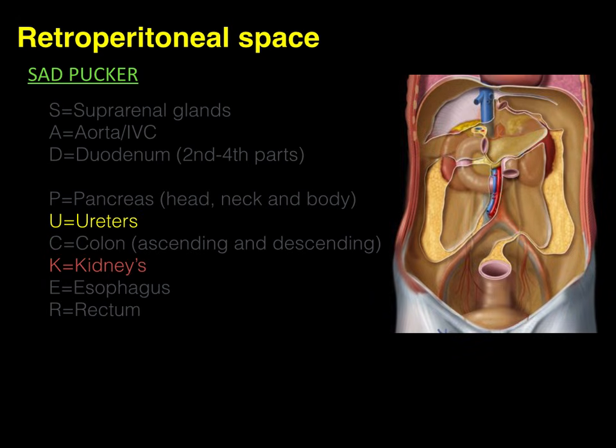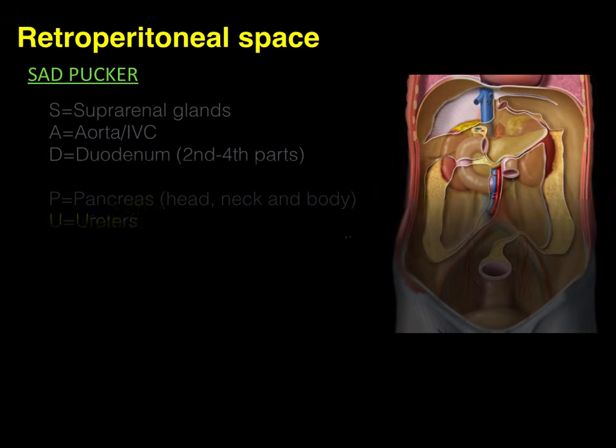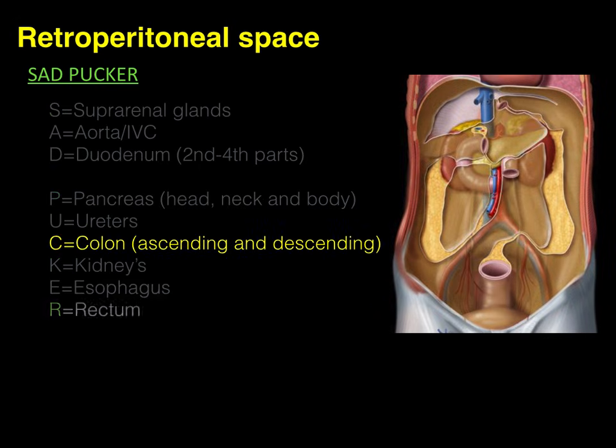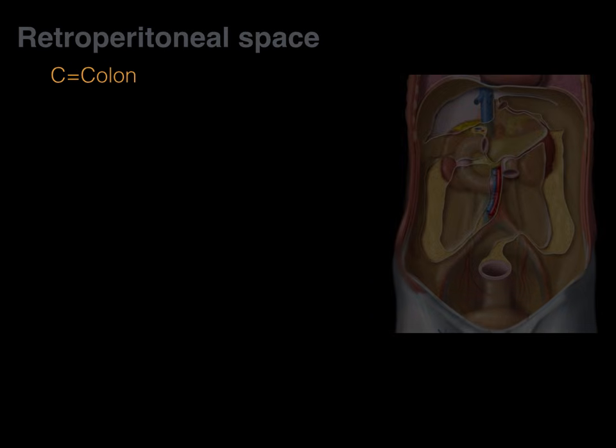All right, next we've got the ureters, and I'm going to put the kidneys together since they all go together. So there we've got the kidneys, and the right kidney slightly lower than the left because of the liver in the way, and the kidneys filter urine. More on that in other tutorials. And then the ureters are these tubular organs that are going to drain urine from the kidneys down behind and into the bladder found in the pelvic cavity. All retroperitoneal. Next, we've got our colon, the ascending and descending colon.